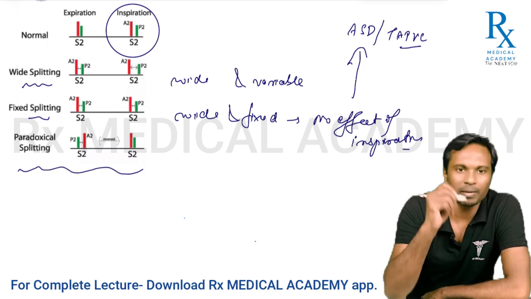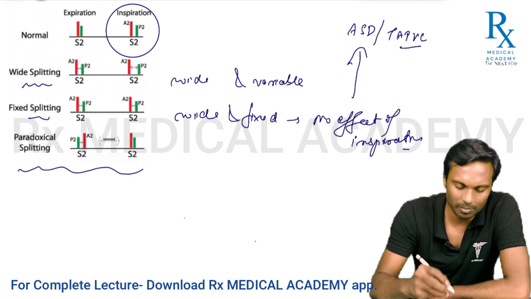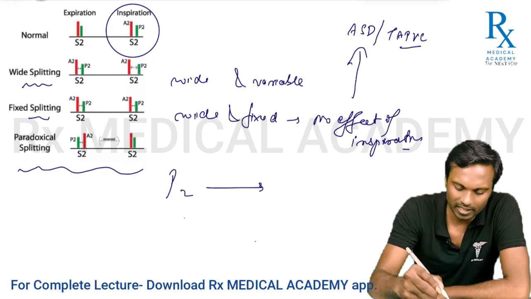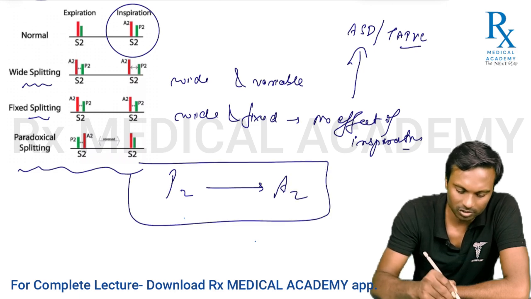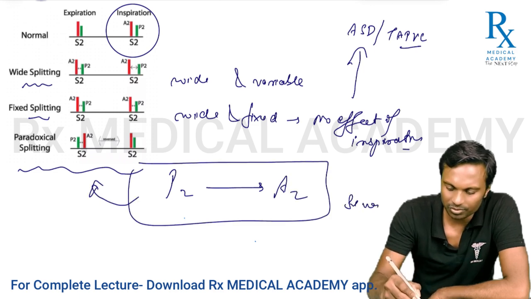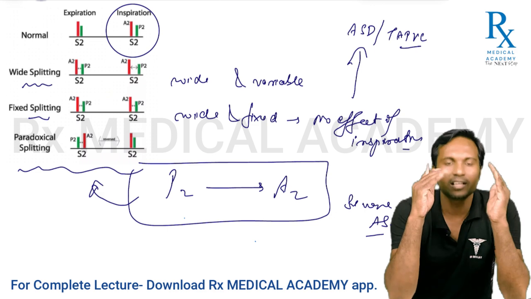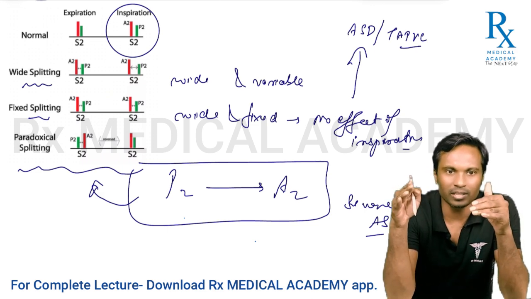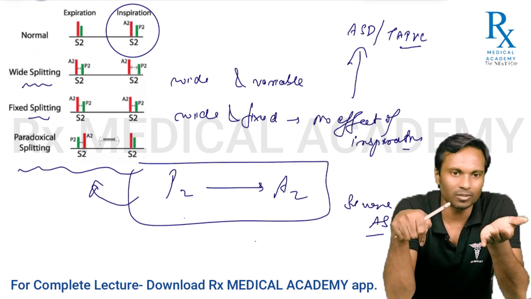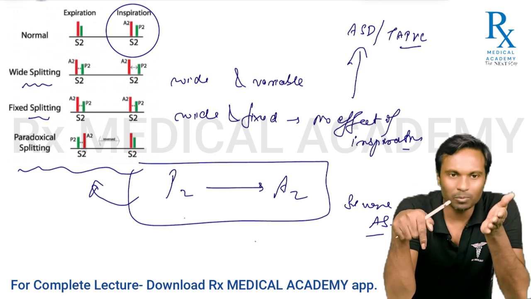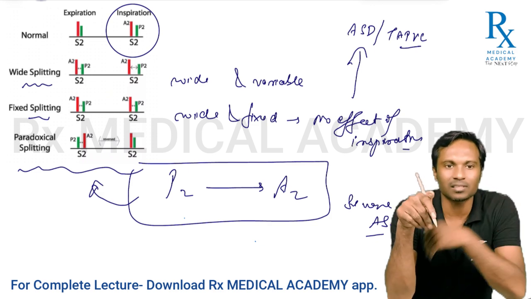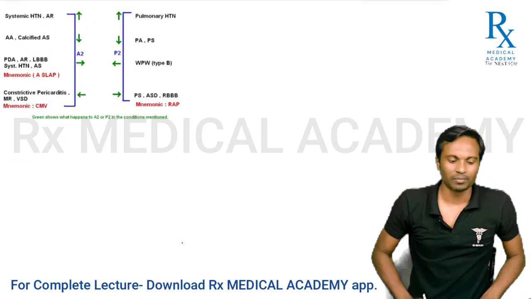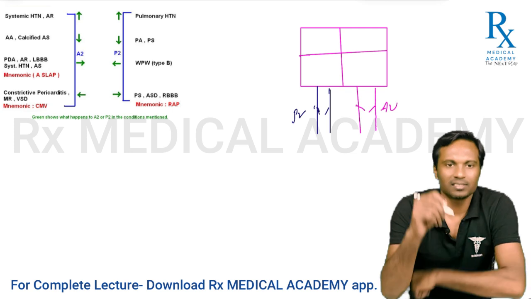And in the last case, you have paradoxical splitting. Just remember that in paradoxical splitting, P2 comes first, A2 comes later, right? So this is paradoxical splitting seen in case of severe aortic stenosis, in which aortic stenosis will lead to very delayed opening of the aortic valve and it will also result in delayed closure. So in this process, P2 will come first as compared to A2, resulting in paradoxical splitting, right? Now let's try to understand this in detail.